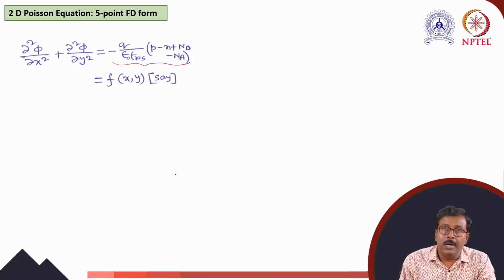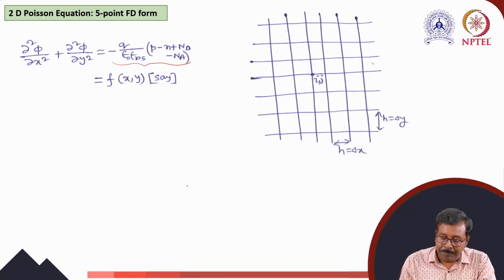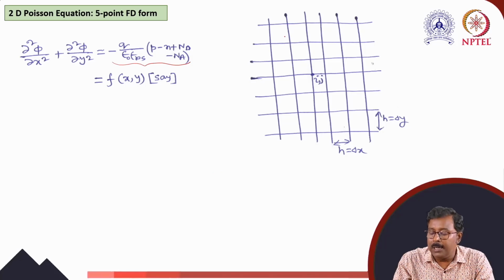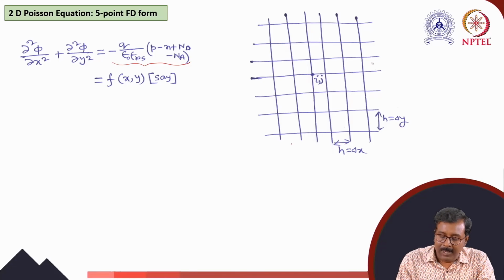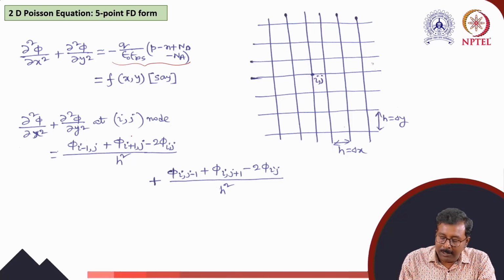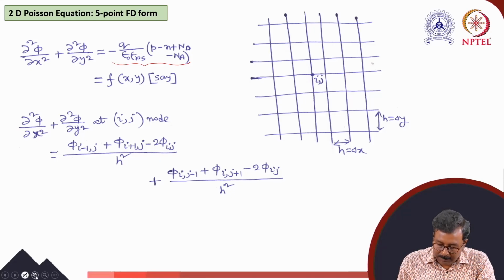So let us now write down the 5-point formula. Suppose this is a structure. These are interior points, say ij, and h is equal to delta x, and h is equal to delta y, both are equal. Now if we write the equation del square phi by del x square plus del square phi by del y square, considering this node, first let us take del square phi by del x square. What is the value? We know this value.